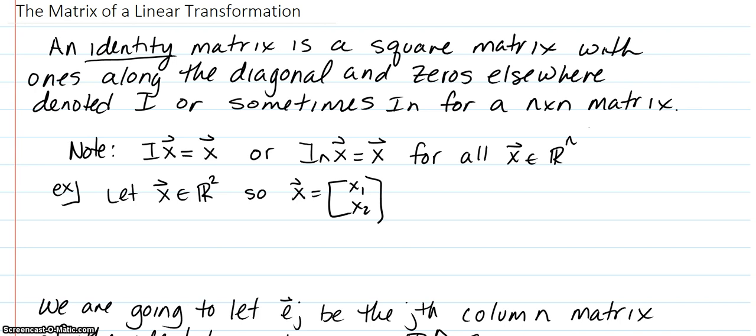In this section, we are going to show that every linear transformation can be written as a matrix transformation. And we are going to find that matrix using the identity matrix. So let's review the identity matrix. If you remember, an identity matrix is a square matrix with ones along the diagonal and zeros elsewhere. It's denoted by I, or sometimes I sub n, for an n by n matrix.